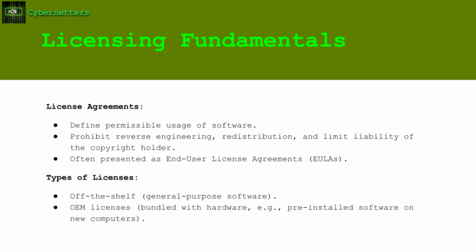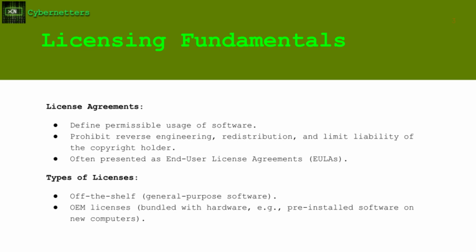Now let's talk about license agreements, the fine print that tells you how you can and can't use software. These agreements define what's permissible. They often prohibit things like reverse engineering, digging into the code, and redistribution, sharing it with others, and they limit the copyright holder's liability. You've probably seen these agreements before. Those long walls of text you click accept on before installing software. These are called end user license agreements, or EULAs. They're like the rulebook for using your software.